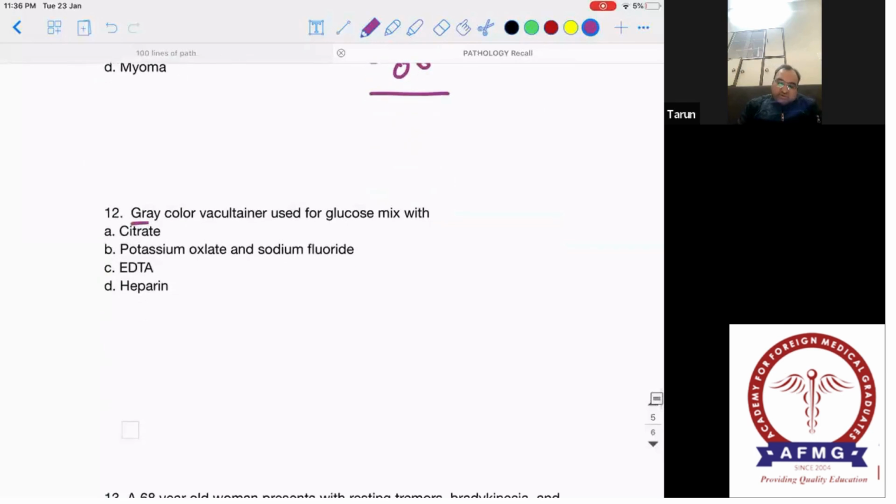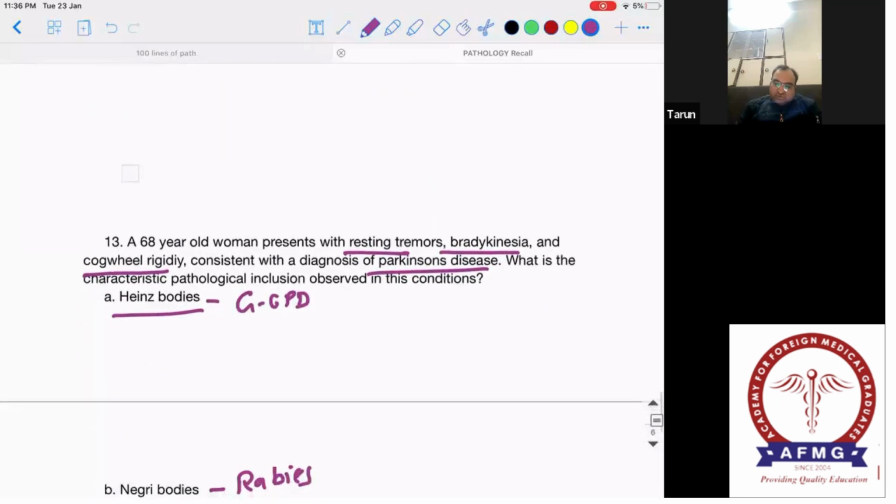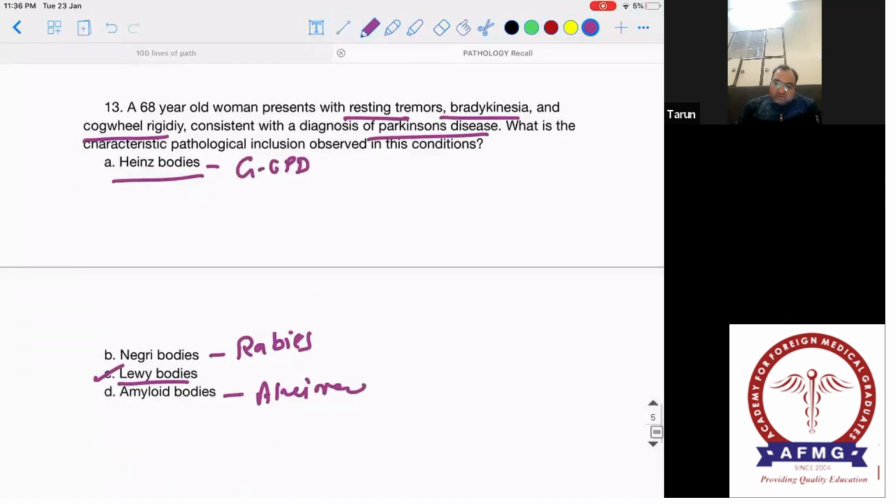Again, the same question: the gray color vacuum tube used for glucose is the sodium fluoride containing vacuum tube. The question number 13 we have already discussed, that is Parkinsonism and what kind of pathological lesion it has, that is the Lewy body.